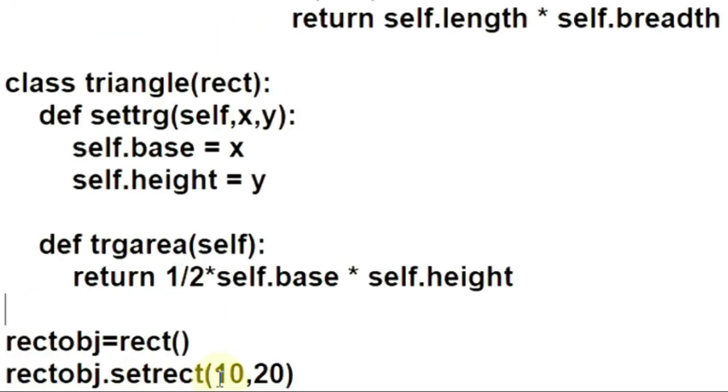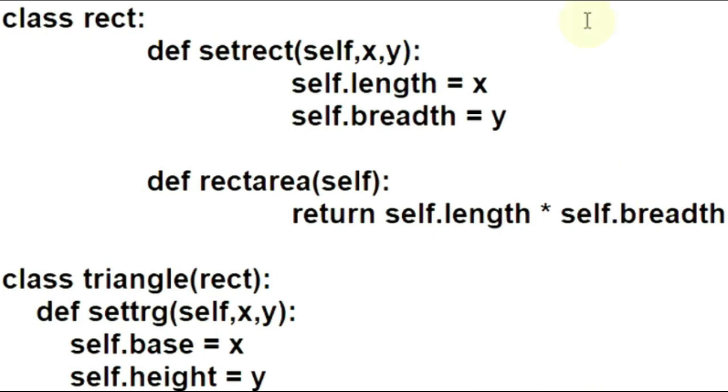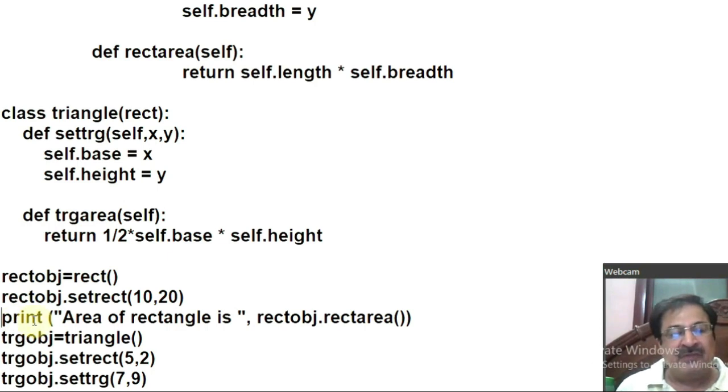You are invoking the setRect function of rect class and passing two arguments, 10 and 20. This 10 will be assigned to the x parameter and 20 will be assigned to the y parameter. And obviously we know self refers to the object itself, that is rect obj. The values assigned to the parameters x and y will be assigned to the length and breadth attributes of rect obj. Then this print statement will be executed.